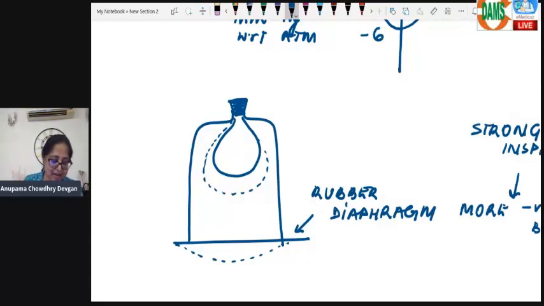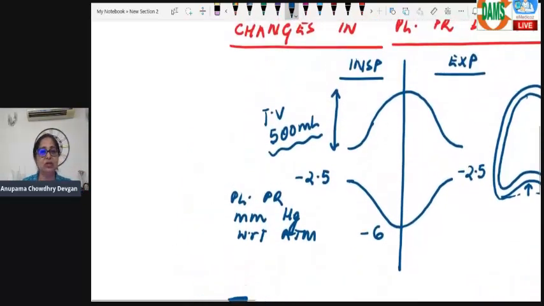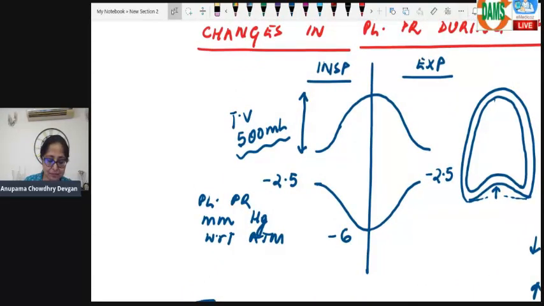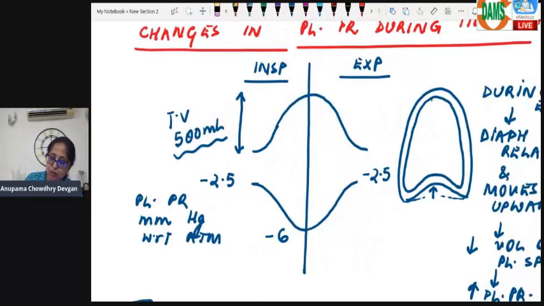It is negative with respect to atmosphere. Okay, negative with respect to atmosphere. So this is your pleural pressure change. Now, the important point which I wanted to discuss with you is, in terms of millimeters of mercury, the pleural pressure, in the terms of centimeters of water, pleural pressure is minus 4 centimeters of water at the start of inspiration.